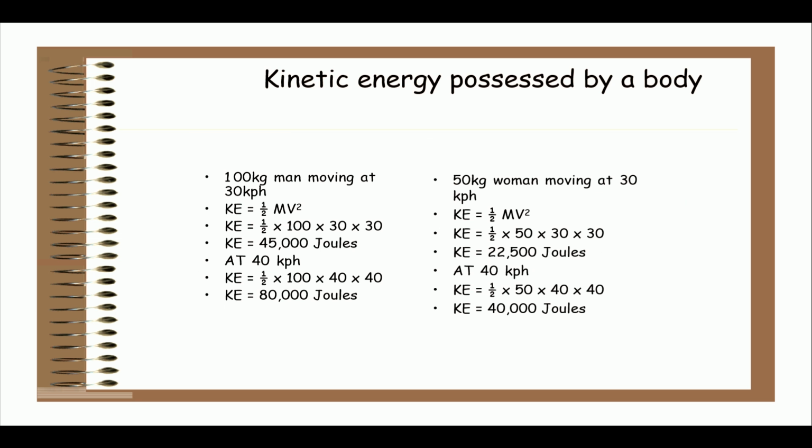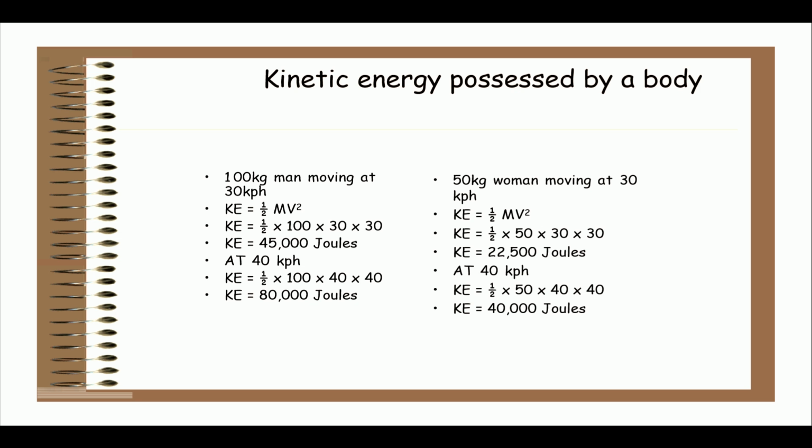So the influence on the mechanism of injury is also assessed by the kinetic energy that passes through the body or is possessed by the body. So to compare, we have a man who weighs 100 kilograms. He's traveling at 30 kilometers per hour. And then we have a female with half the mass at 50 kilograms, but also traveling at the same speed.